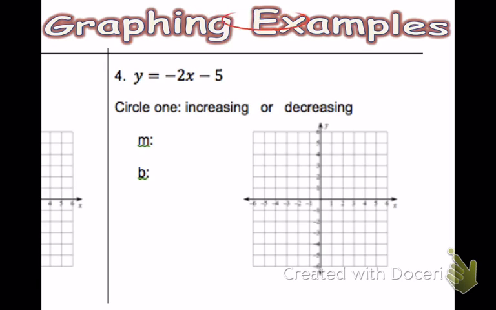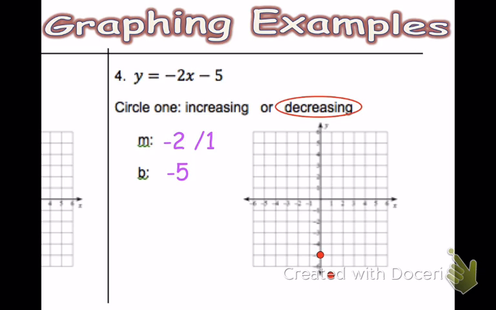You should have put that this line is decreasing. Slope is negative 2. Y-intercept is negative 5. Let's make our slope into a fraction after we graph our point at the y-intercept at negative 5. So we have to go downwards because it's a decreasing line. So that means down 2 over 1.